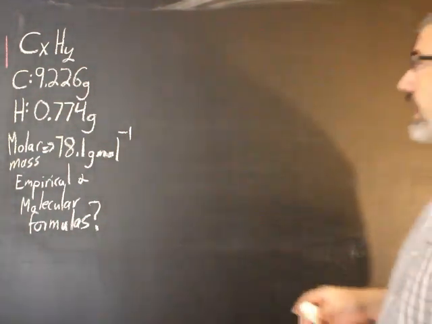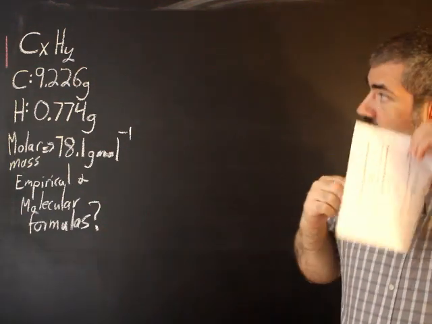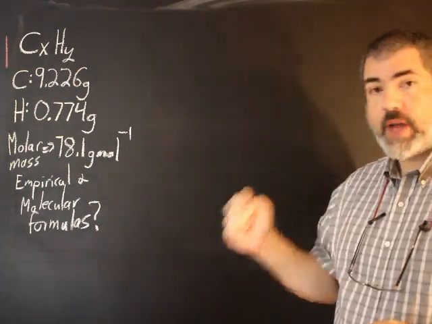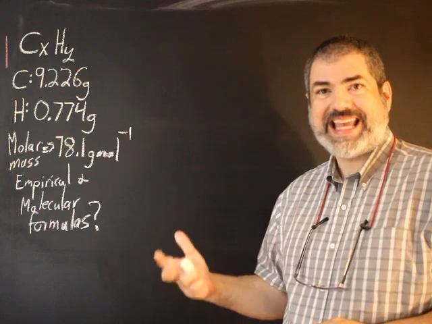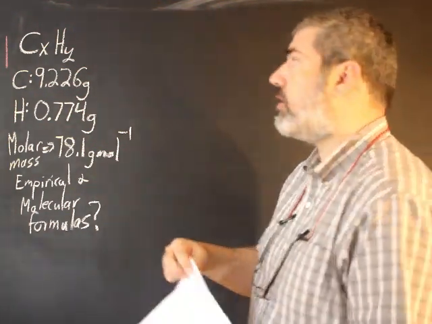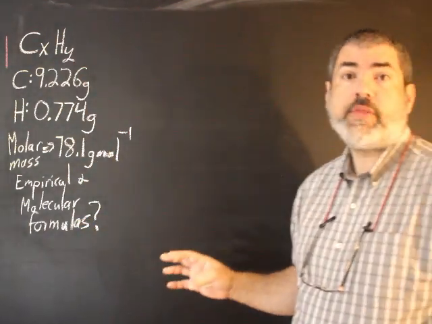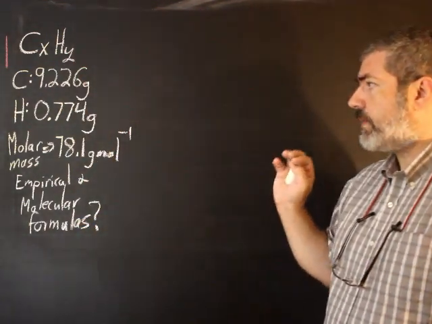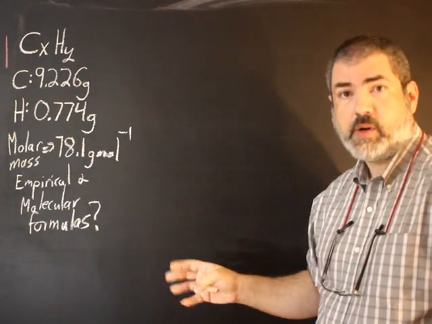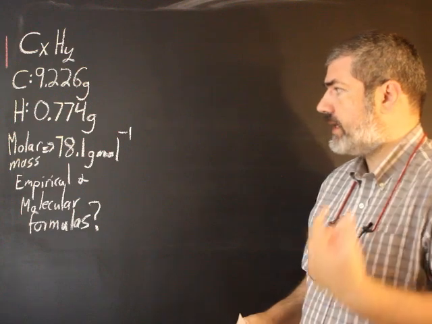Okay, so here we have a typical elemental analysis problem. You have a chemical compound that's referred to as a hydrocarbon. It contains hydrogen and carbon. Typically we write the carbon first by convention, and no other elements. What are we looking for? Empirical formula and molecular formula.